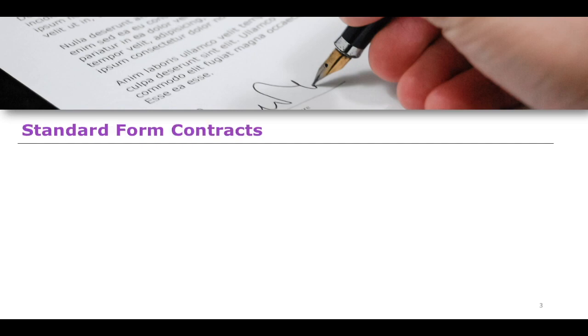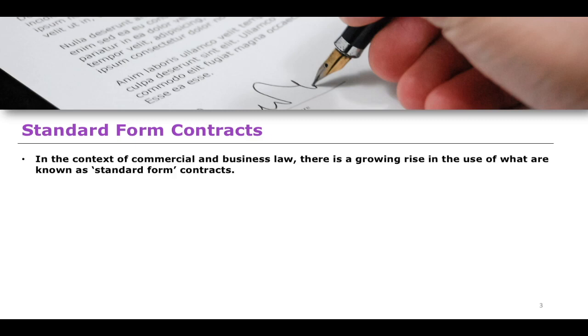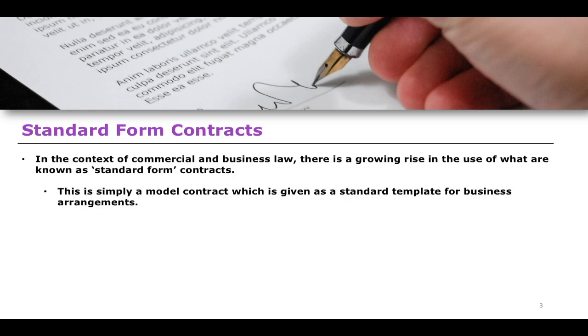One of the realities within commercial law, or within the general business sector, is this idea of a standard form contract. In the context of commercial and business law, the growing use of standard form contracts refers to a simple model contract which is given as a standard template for business arrangements. In a lot of businesses and contexts, lots of contracts are signed, so for ease and basic standards, a business may opt to create a model standard form contract that they can reproduce and duplicate for various different business arrangements. It's a general and standard practice when it comes to contract law in commercial contexts.